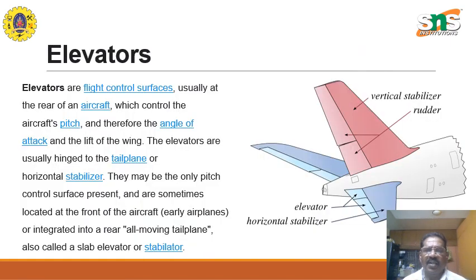Okay, so next we move on to the elevators. The elevators are flight control surfaces, usually at the rear of the aircraft, which control the aircraft's pitch and therefore the angle of attack and the lift of the wing. The elevators are usually hinged to the tail plane or the horizontal stabilizer. They may be the only pitch control surface present and are sometimes located at the front of the aircraft or integrated into a rear all-moving tailplane, also called a slab elevator or a stabilator.